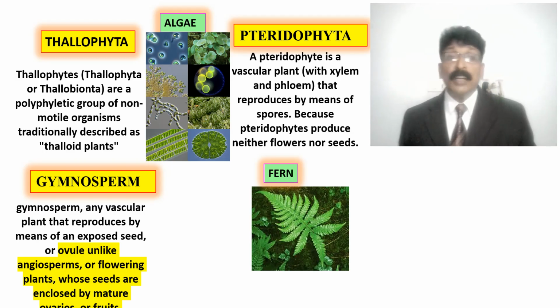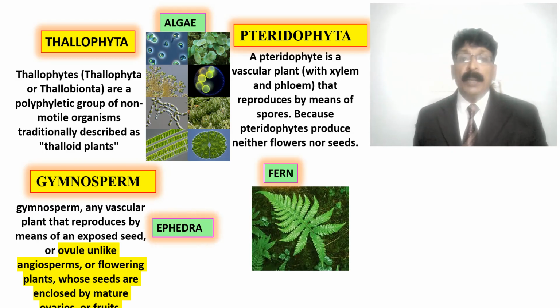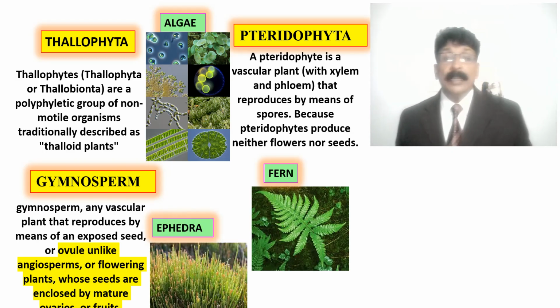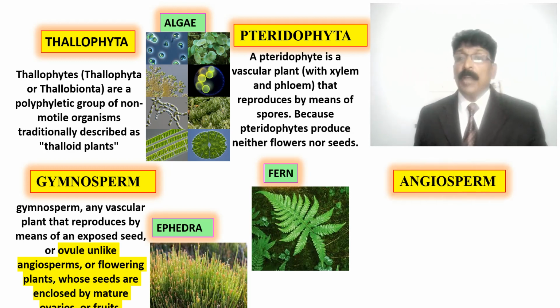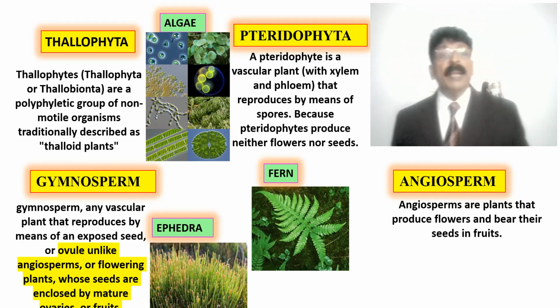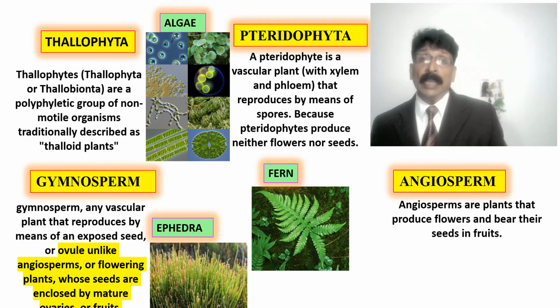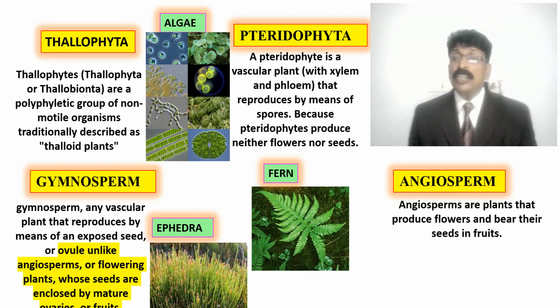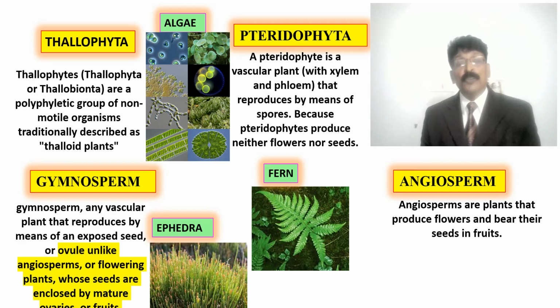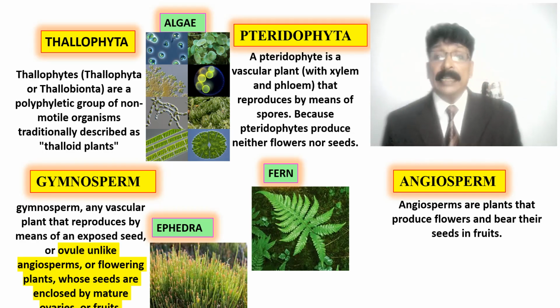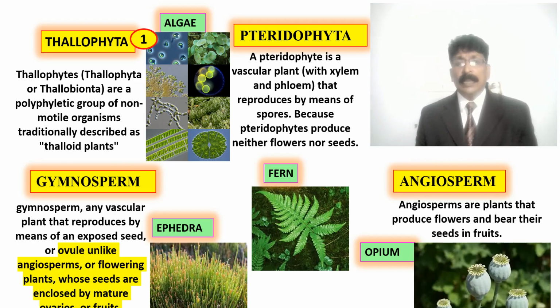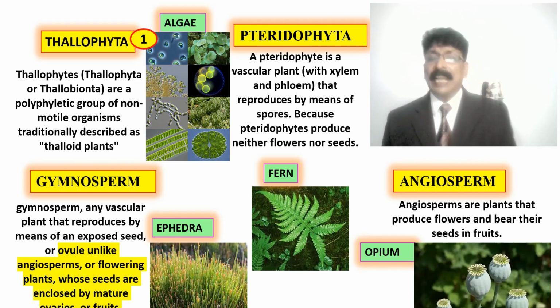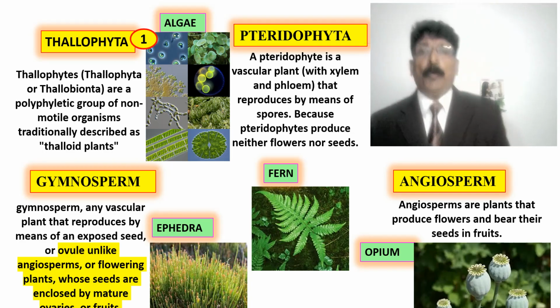This is the word which you have to use. Example, ephedra. Ephedra actually develops by means of an exposed seed. Angiosperms are normally plants propagated by seed. Angiosperms are plants that produce flowers and bear their seeds in fruits. Example, opium. You can see the fruit, the seed and the flower. All these things can be seen in a normal plant like opium, a medicinal plant.